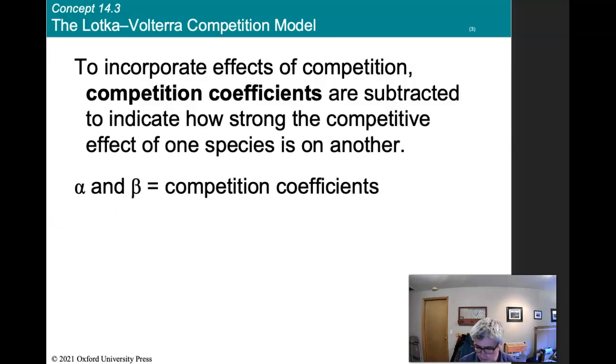Okay, sorry for the rough transition. I didn't like the way the next equation was displayed, so I redid it.